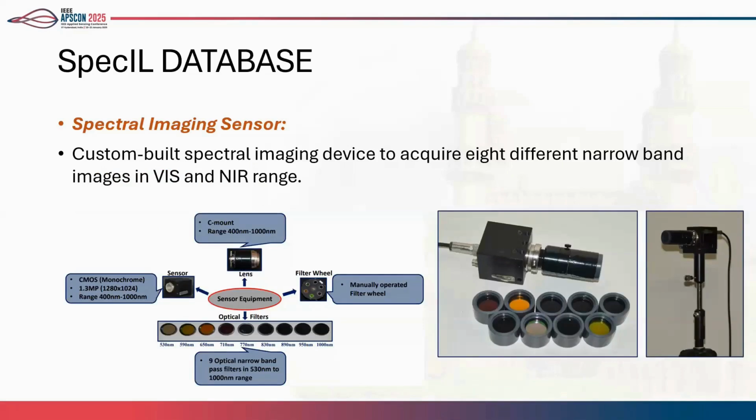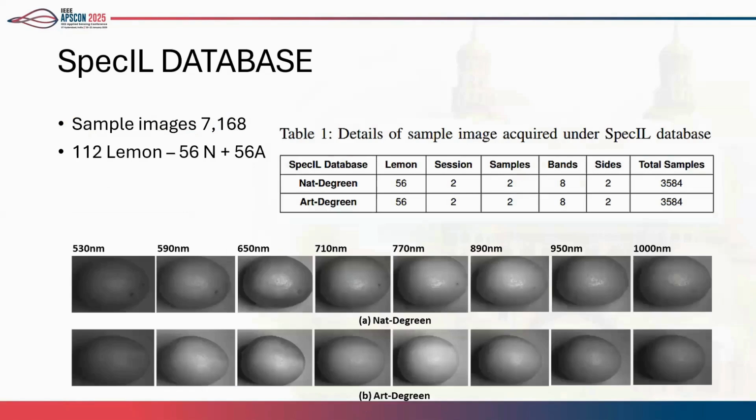And to acquire the data set, we have custom built a spectral imaging sensor, which has a specification of 1.3 megapixel, in the range from 400 to 1000 nanometer. To get the spectral band images, we have several narrow band filters, shown here, from 530 nanometer to 1000 nanometer. And we have the C-mount lens, which is again in the range of 400 to 1000 nanometer, which is of our requirement.